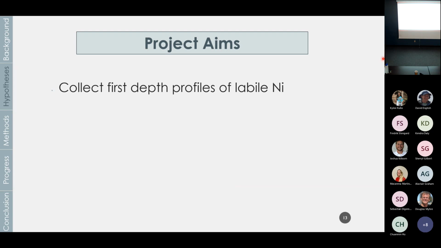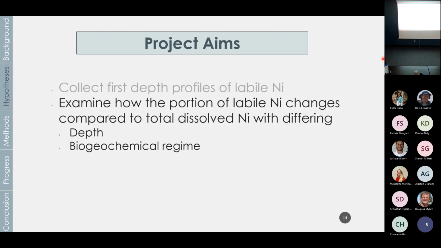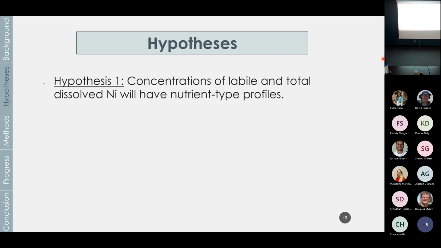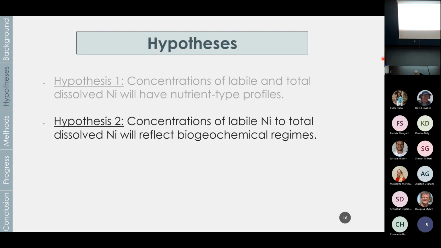Now, because of this lack of other studies and lack of field data, my first aim is to collect the first depth profiles of labile nickel in the open ocean, and then examine how the portion of labile nickel changes compared to total dissolved nickel with differing depth and biogeochemical regimes. So my first hypothesis is that concentrations of labile nickel and total dissolved nickel will have nutrient type profiles. As a reminder, we're looking for low surface concentrations and higher concentrations at depth. And then my hypothesis 2 is that concentrations of labile nickel to total dissolved nickel will reflect biogeochemical regimes, and we suspect that the system that will have the lowest labile nickel will be the oligotrophic gyre system.